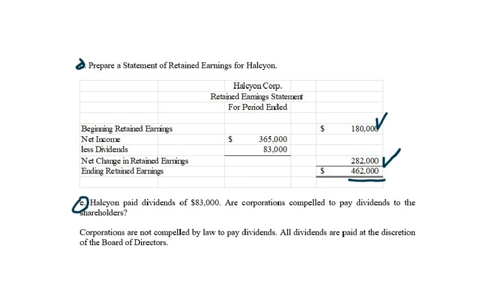And then lastly, E, they pay dividends of 83. Again, question is, are they compelled to pay dividends to shareholders? And of course, the short and quick answer here is of course not. They're not compelled by law to pay dividends. All dividends are paid at the discretion of the board of directors. Again, that's one of the limitations of the corporate form of business, because the board of directors has that control.